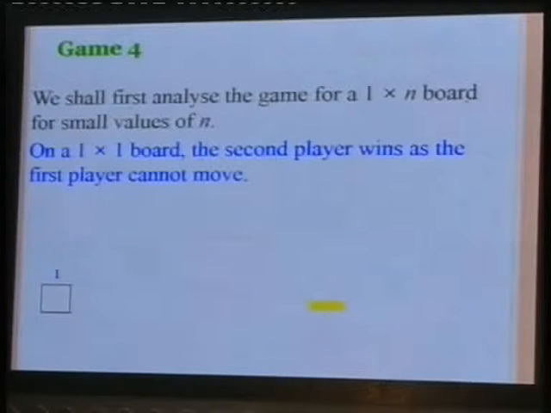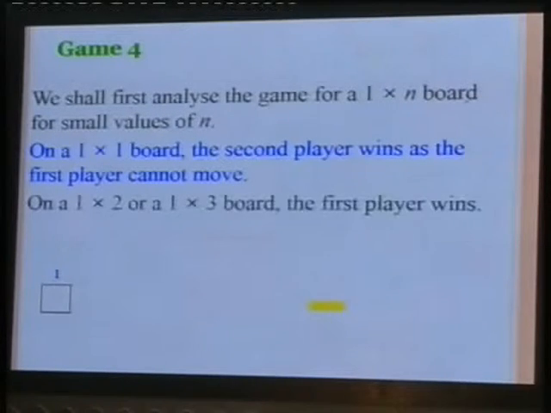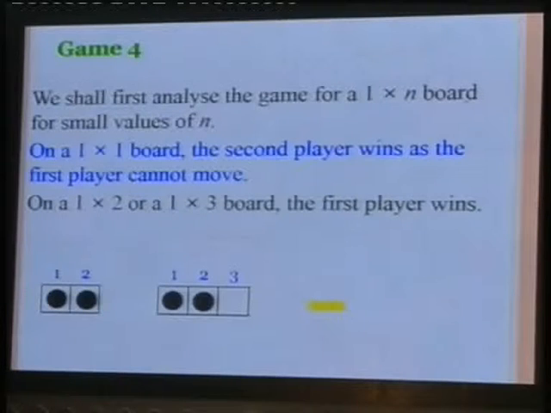So we'll look at n equals 1 first. This is a very trivial case. N equals 1, second player wins automatically. Player 1 can't place their 2. The other trivial cases are 1 by 2 and 1 by 3. In these, player 1 wins. They just play where they can and nobody else can fit.